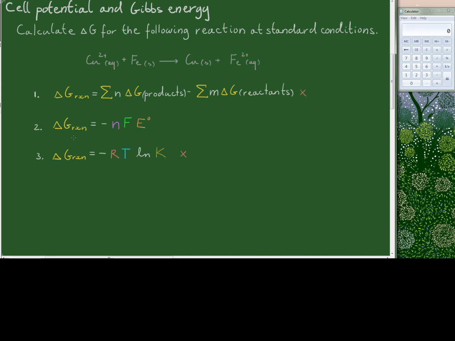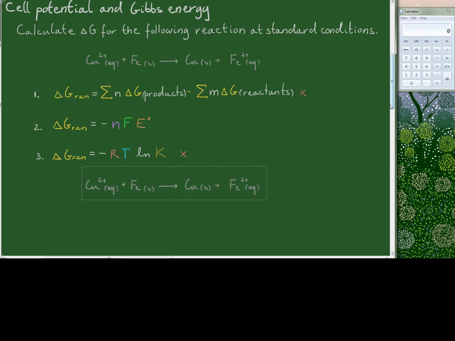And it's a good thing too, because my textbook does have standard reduction potentials for copper 2+ and for iron 2+, and I can use those to figure out the cell potential. How do I do that? Well, we need to firstly copy this equation. Let me just do that, hopefully correctly. Copy, paste, move it down here.